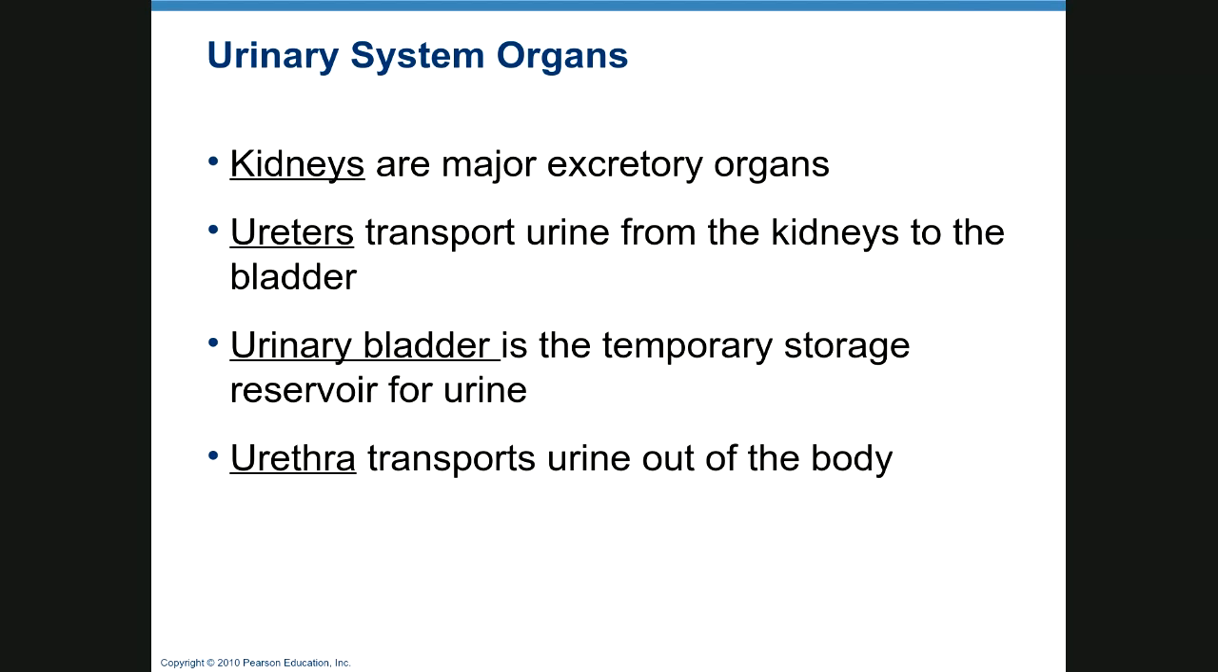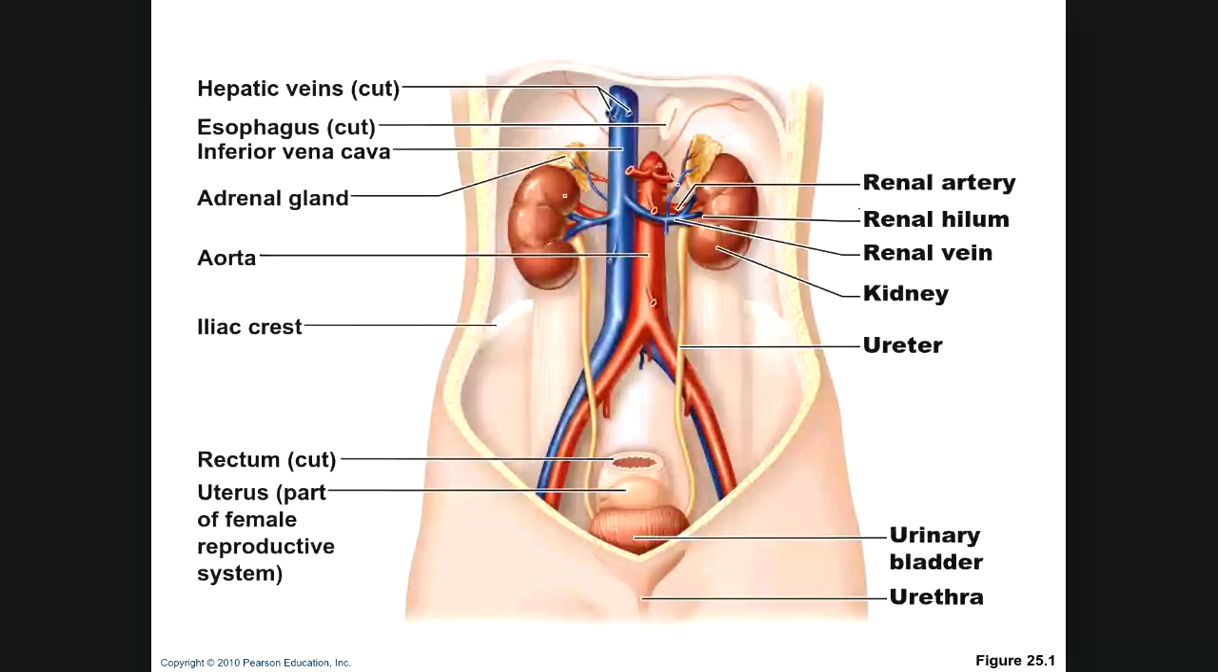Kidneys, excretory organs, the ureters transport urine from the kidneys to the urinary bladder. The urinary bladder is a temporary storage reservoir for urine, and the urethra transports urine out of the body. In this picture, you can see this is your left side here, and your left kidney is superior to your right kidney in the human here. So it's your kidneys, your adrenal gland, this is your ureter, goes down into your urinary bladder, and then the urethra.